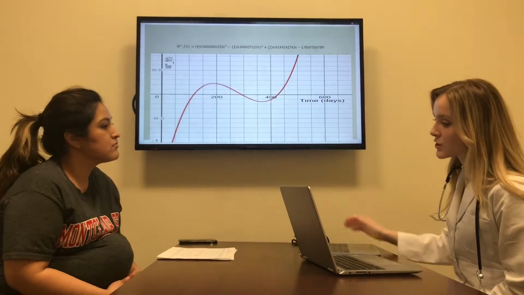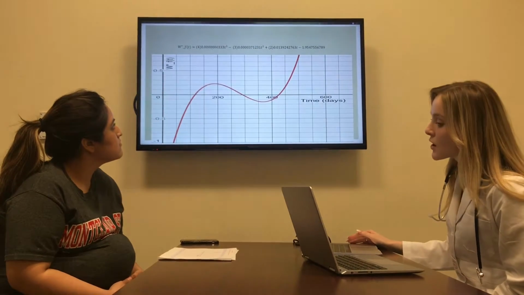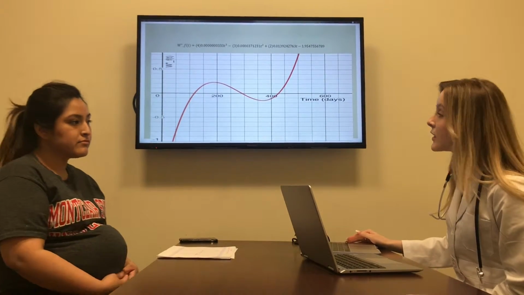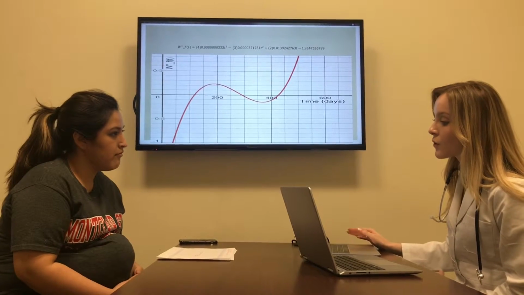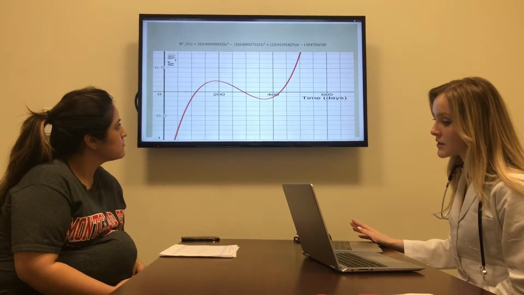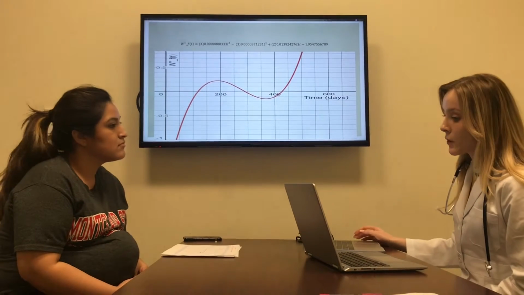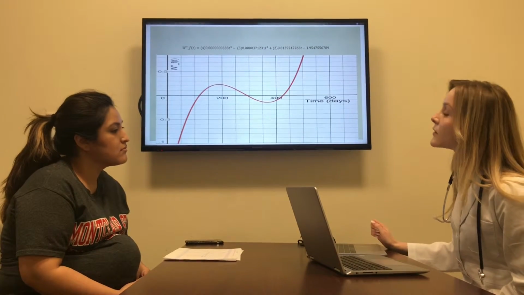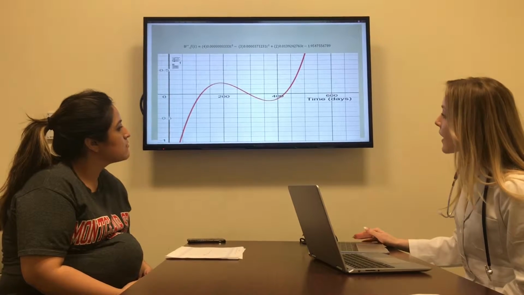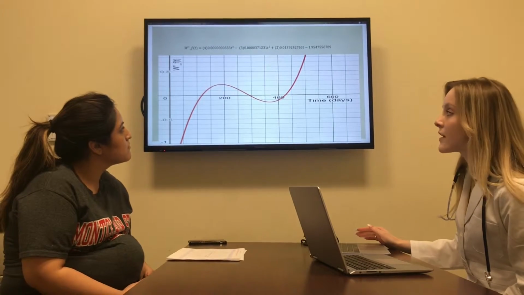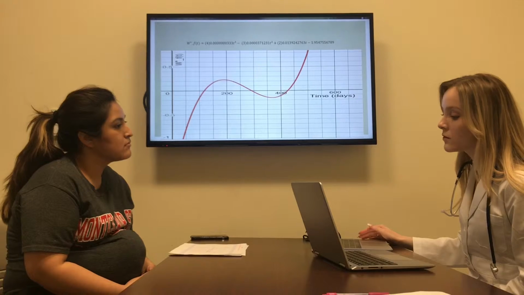Before the first inflection point, the rate of change of the fetal function is increasing at a decreasing rate, meaning that the rate of change for the growth of the fetus is increasing, which means that the fetus is growing. However, it is increasing at a decreasing rate, which means it is a slower rate. And then after the first inflection point, the concavity changes from concave down to concave up.